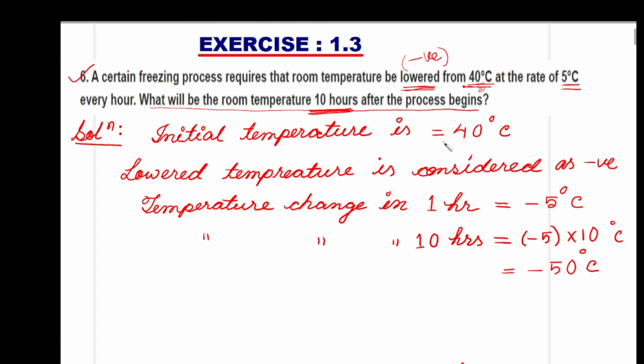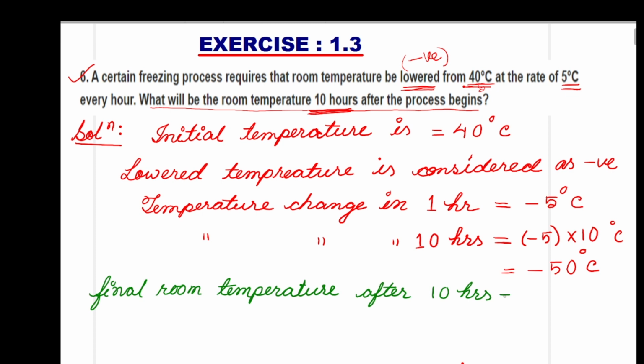So initially the temperature was 40 degrees Celsius, then after 10 hours the temperature changes by minus 50 degrees, that means from 40 it changed up to minus 50 degrees. Now what we have to find out? Final room temperature. Okay, you have to write: final room temperature, room temperature after 10 hours.